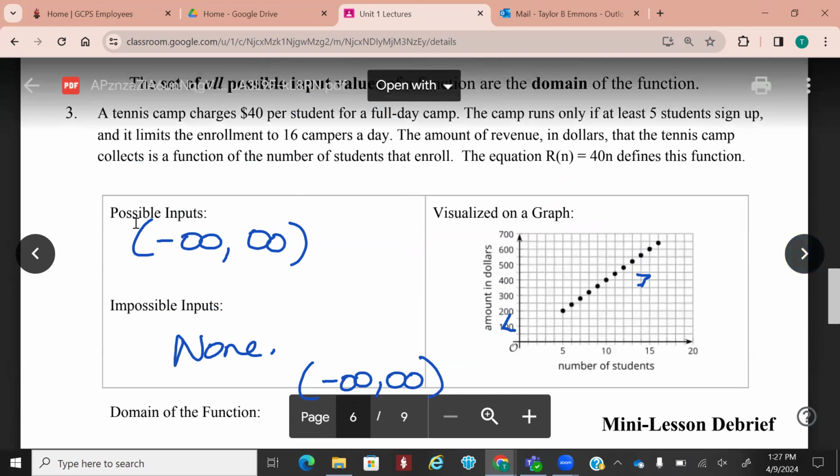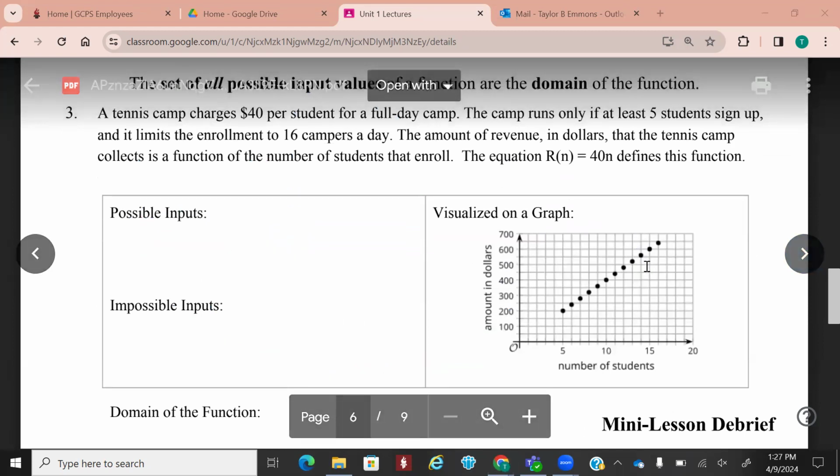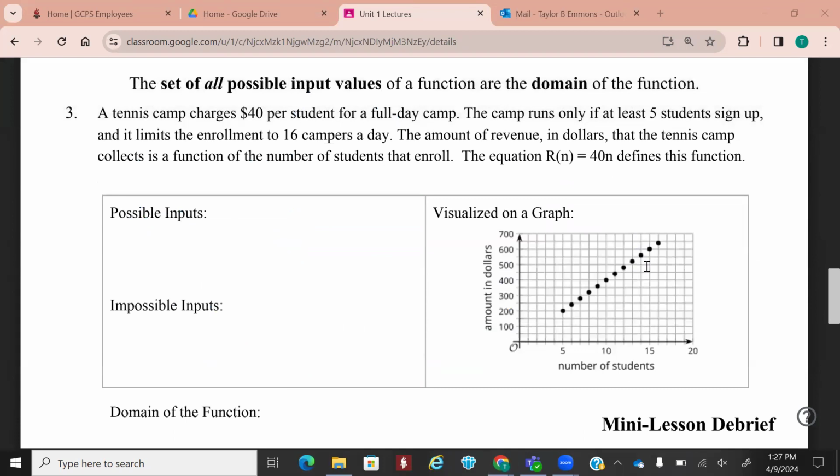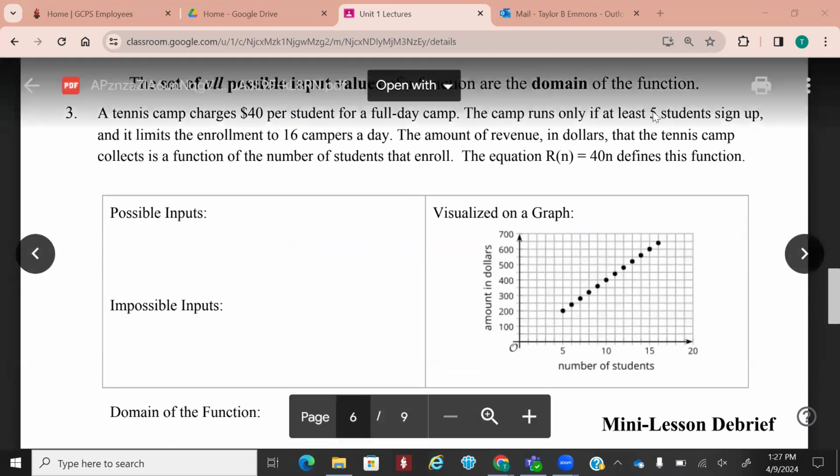All right, on the next one, this one's a little tricky. Notice how this is not a straight line. It's just got some dots. A tennis camp charges $40 per student for a full day camp. Camp runs only if at least 5 students sign up, so we've got to have at least 5 students. And it limits the enrollment to 16 campers a day.